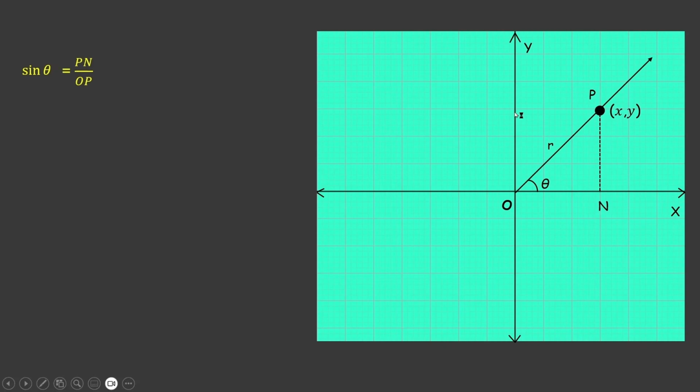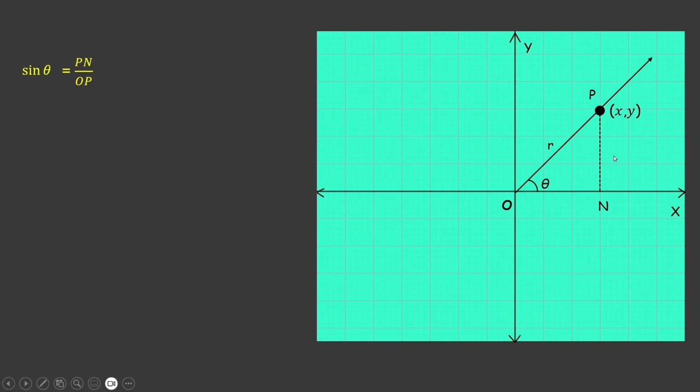For example, let us say we have a point P in the first quadrant, whose coordinates are x, y. Now, if we draw this angle XOP such that XOP is theta, where theta is an acute angle. Let us say OP is R. Now, if we drop a perpendicular PN on the x-axis, then what will be sine theta? Sine theta, as we know, is opposite upon hypotenuse. So that is going to be PN upon OP.